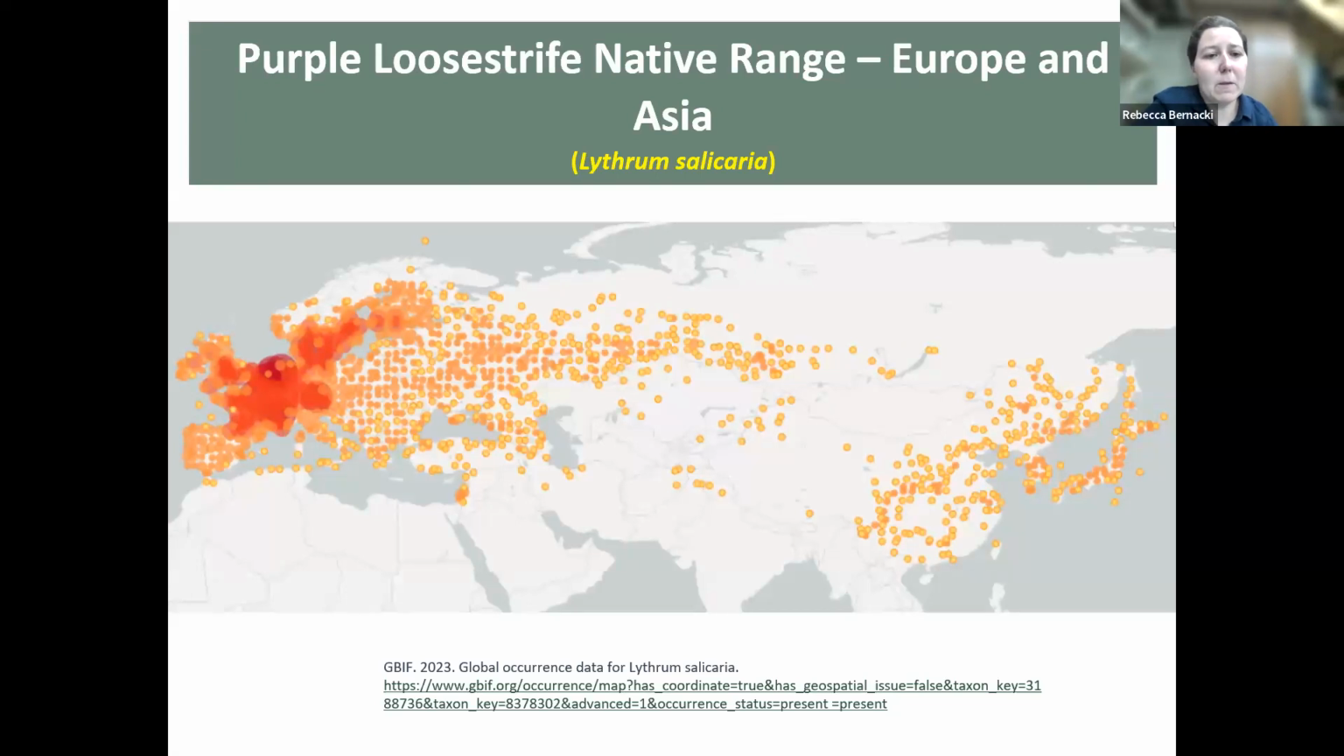Purple loosestrife's native range is going to be Europe and Asia. So we can look at this map of global occurrences and really see that high density, especially in Europe.